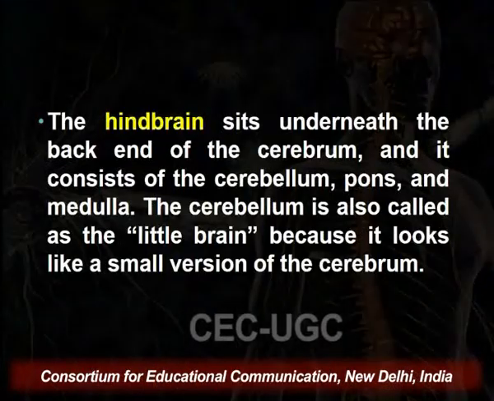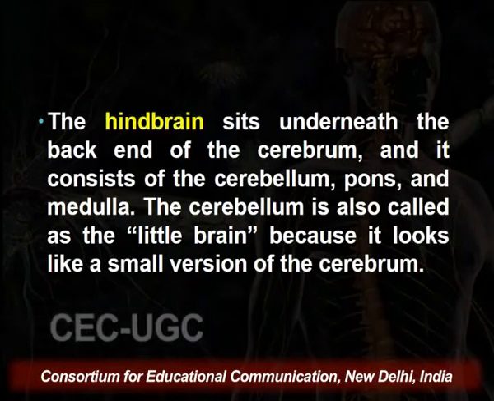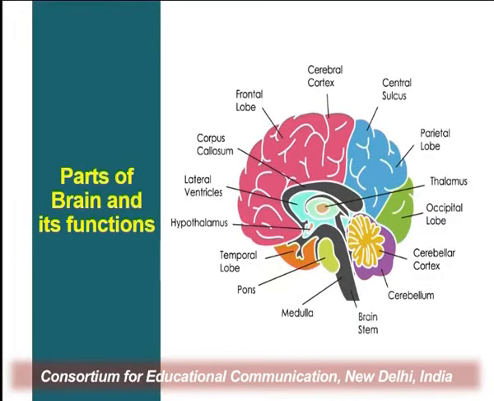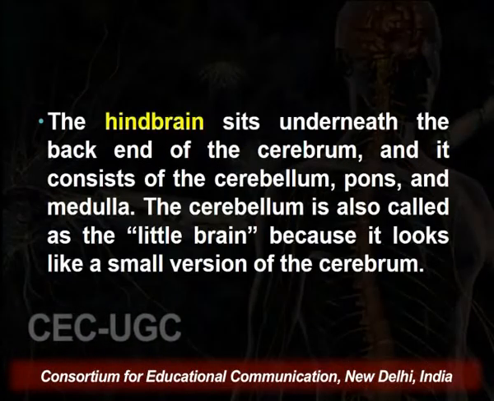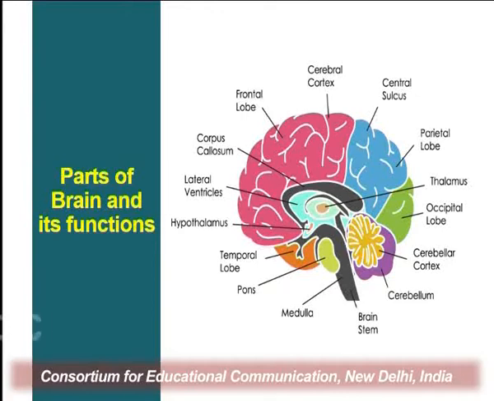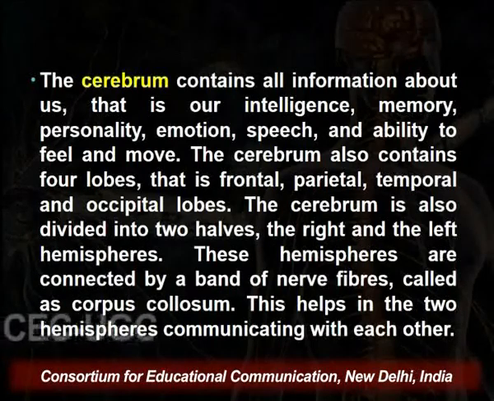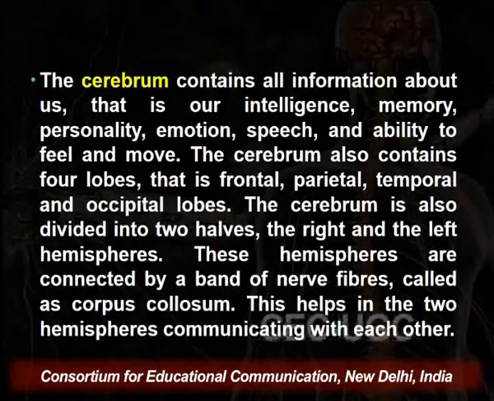The third important part of the brain is the hindbrain, the structure that sits underneath the back end of the cerebrum, and it consists of the cerebellum, pons and medulla. You can easily locate the medulla, pons, brain stem and cerebellum on the downside of the image, under the hindbrain. The cerebellum is a very important part of the brain, which is called the little brain because it looks like a small version of the cerebrum. The cerebrum contains all the information about us: our intelligence, memory, personality, emotion, speech and ability to feel and move.